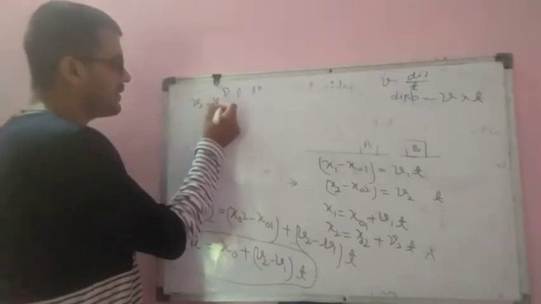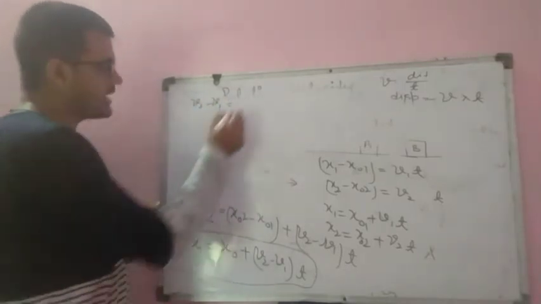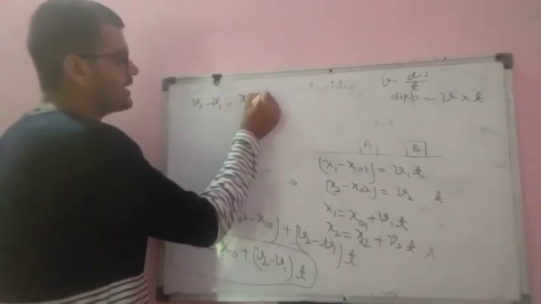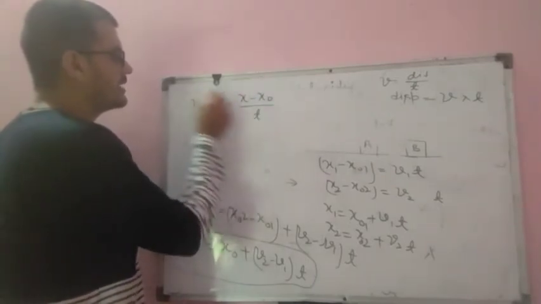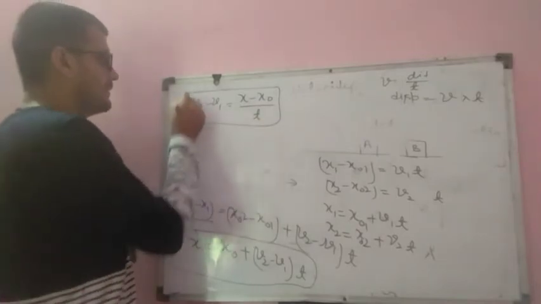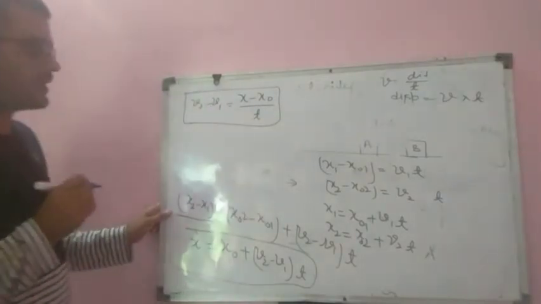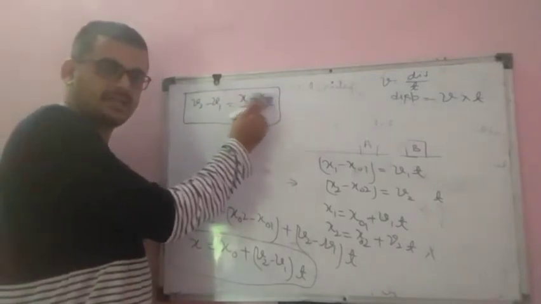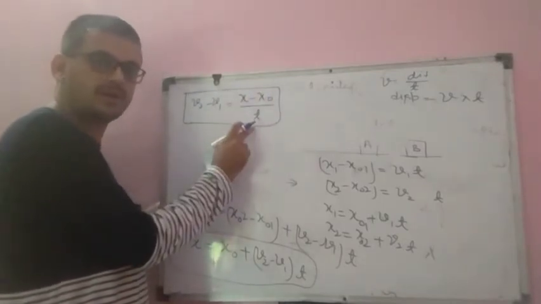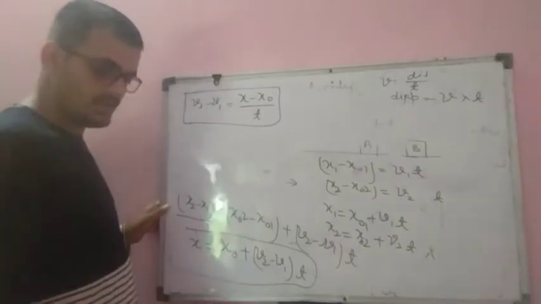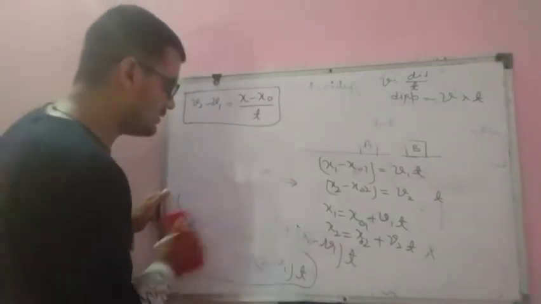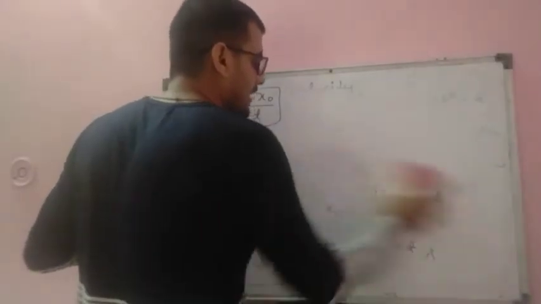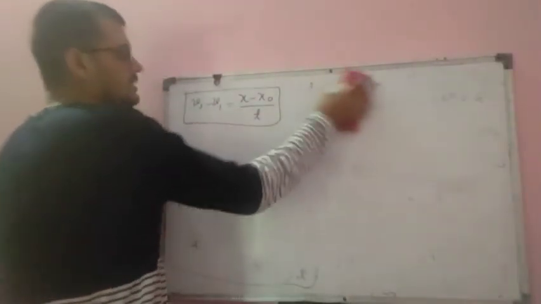V2 minus V1 equal to, take it to this side, x minus x0 upon t. This one. Okay, so relative velocity equal to change in distance or displacement upon time. This one. So now student, we will conclude some point by using this formula.